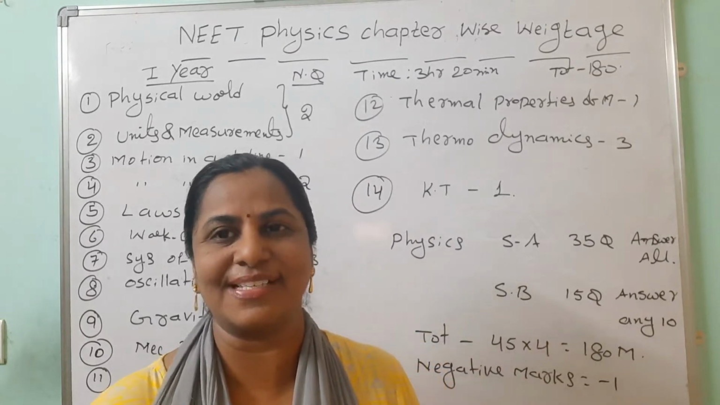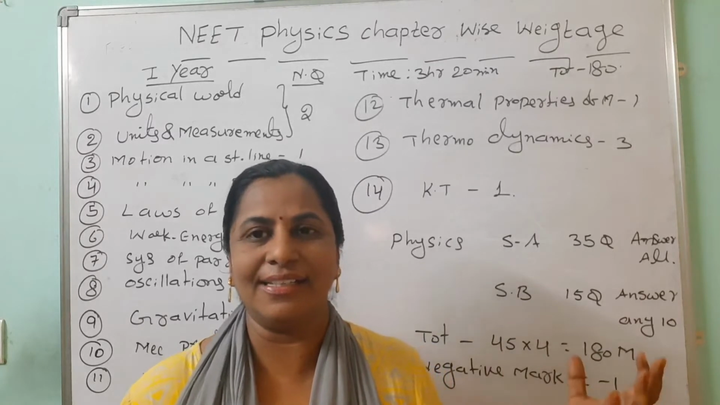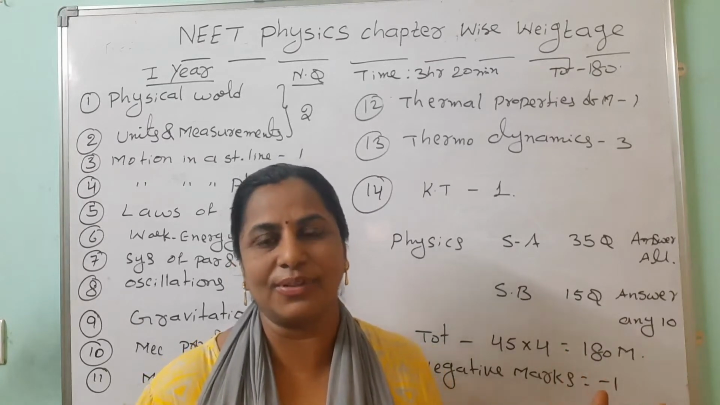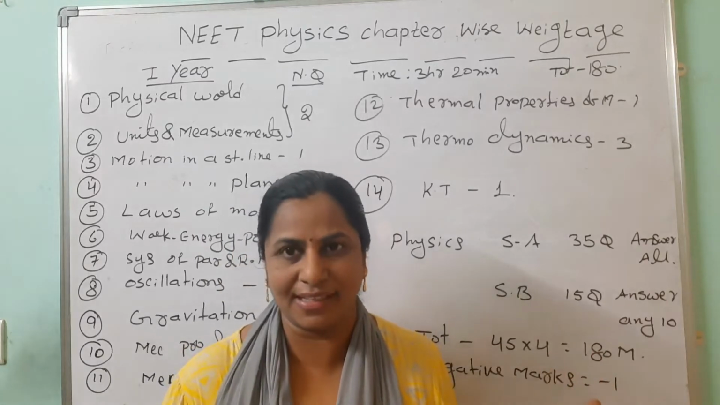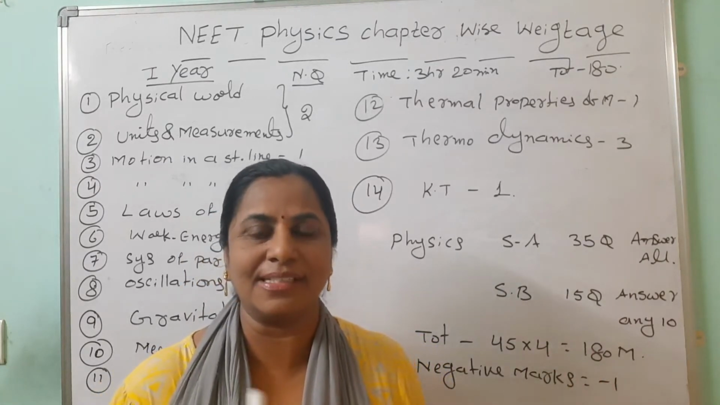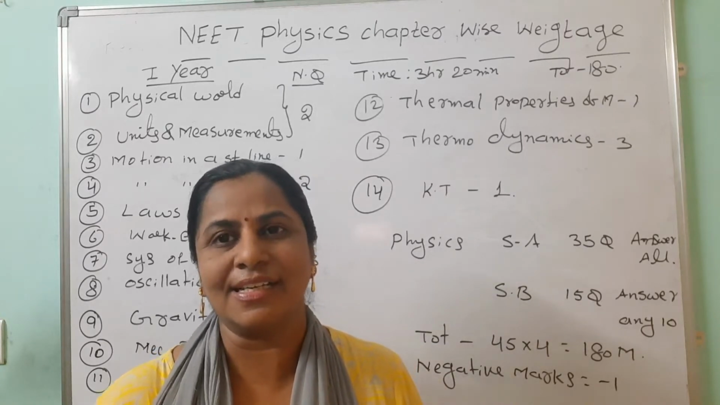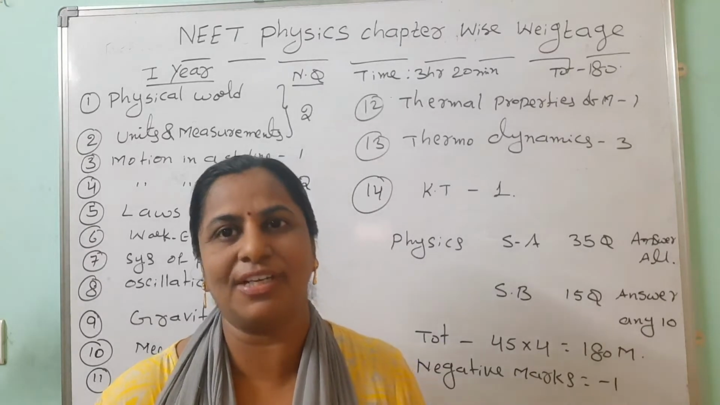Today we are going to discuss the chapter-wise weightage from the physics side in the NEET exam. You know that from first year in intermediate 14 chapters are there, and from second year 16 chapters are there. So a total of 30 chapters are there, but the speciality of this year is that instead of 45 questions from each subject, they are giving 50 questions.